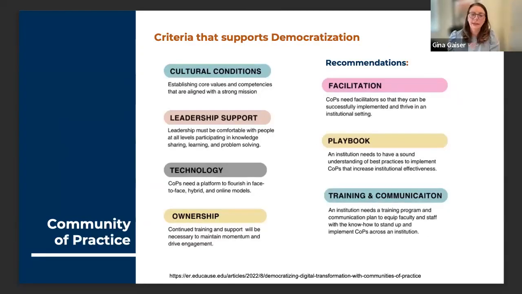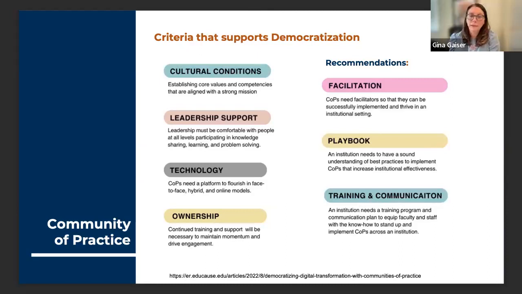Also in this EDUCAUSE article, the authors talk about the criteria that support democratization. For our purposes, we're defining that as the action of making something accessible to everyone. Communities of practice can democratize digital transformation and increase institutional performance by supporting a learning culture that promotes interdependence, empowerment, and readiness for change. Looking at the list on the left, there are 4 supporting ideas to consider.